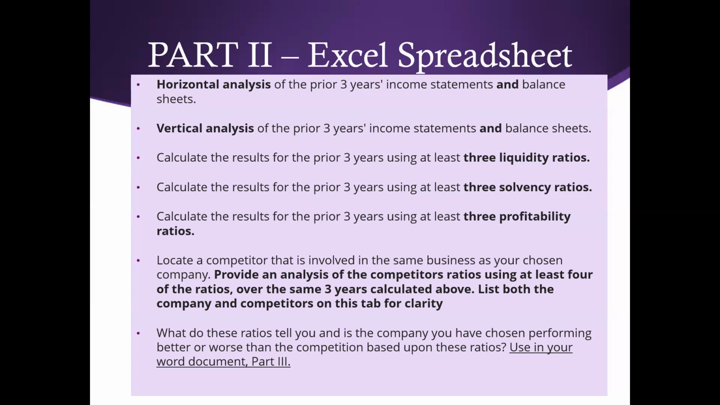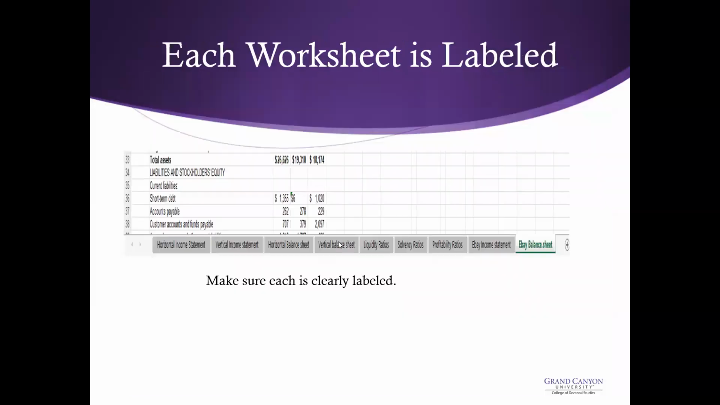Now, the reason you're doing these ratios is because you're going to use these ratios that tell us how the company is performing. Is it performing better or worse than the competitor based upon those ratios? So you're going to use those in your Word document part 3. And we're going to get to that in just a second, but I want to go over some components of the worksheet so that you have a clear understanding.